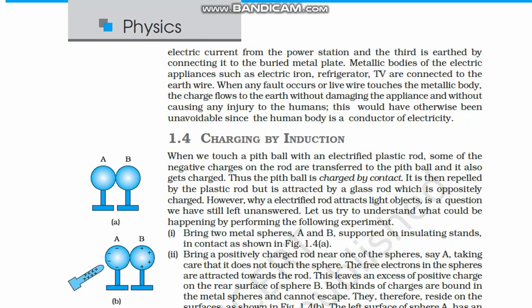And the main thing about 1 mark questions is that they are always new. So let us understand the third topic, charging by induction. What is charging by induction?